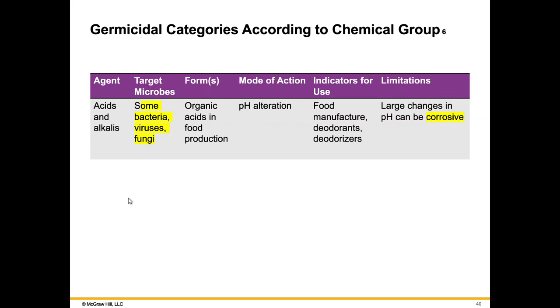However, acids and bases are going to alter pH, and if we have large changes in pH, it can cause a substance or a chemical to become corrosive, which can be potentially not a good thing, especially if it's being exposed to living tissues like the skin.